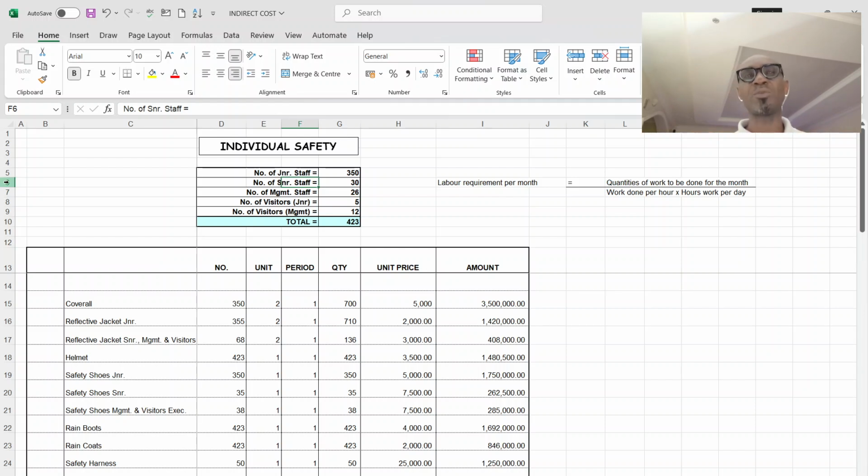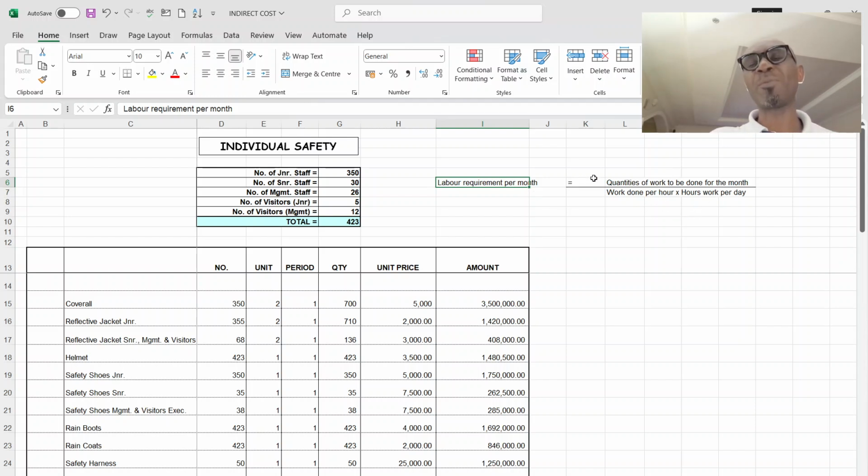So having understood this logic, you will now see the formula I kept on the far right here, that says labor requirement per month is equal to quantity of work to be done for the month divided by work done per hour multiplied by hours worked per day. So you can now do this too.